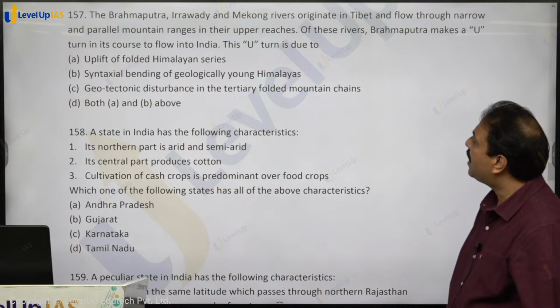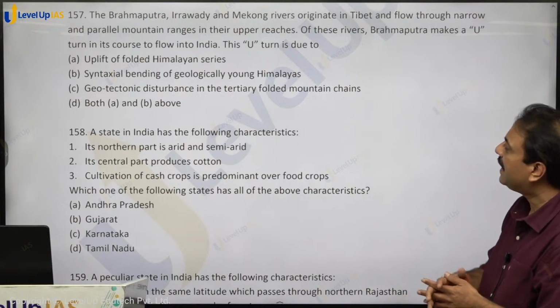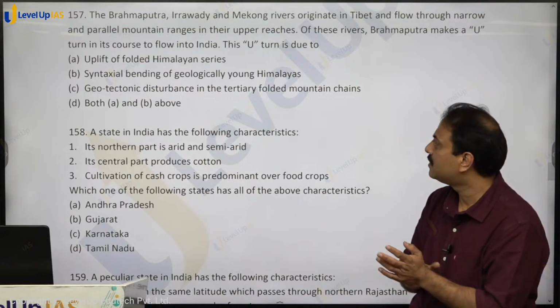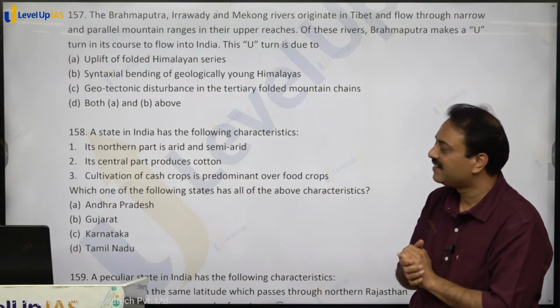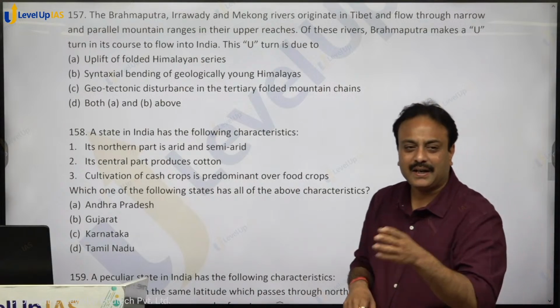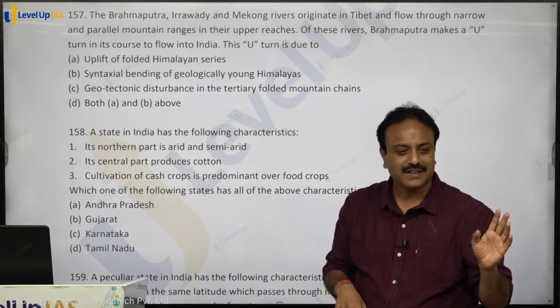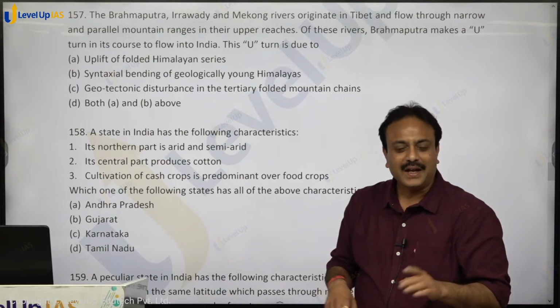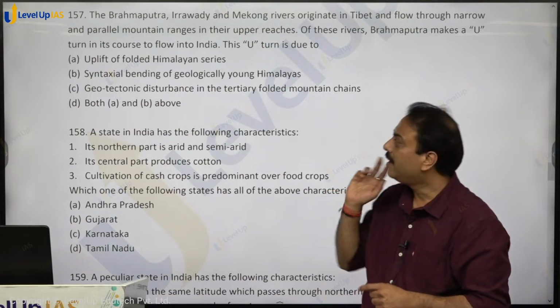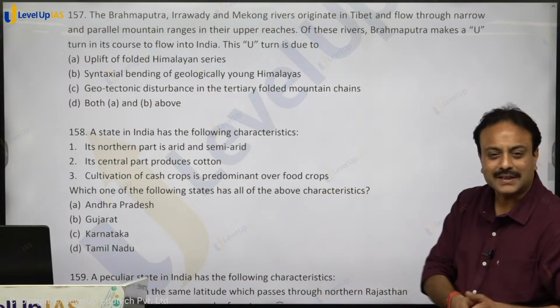The Brahmaputra, Irrawaddy and Mekong. Where does the Irrawaddy flow? Very recently they experienced an earthquake. Yes, Irrawaddy flows through the city of Mandalay. Yes, UPSC will ask again on the Irrawaddy.